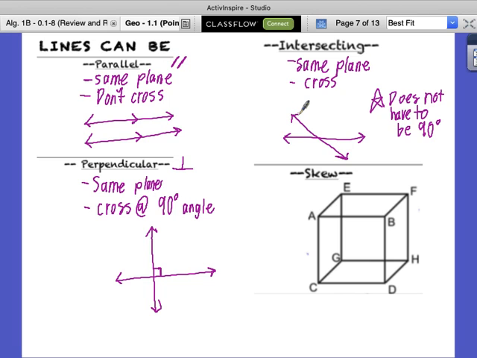Or they can be skew. Lines can be skew, okay? Lines that are skew are in different planes. Everything else we said was in the same plane. These are in different planes, and they don't cross.